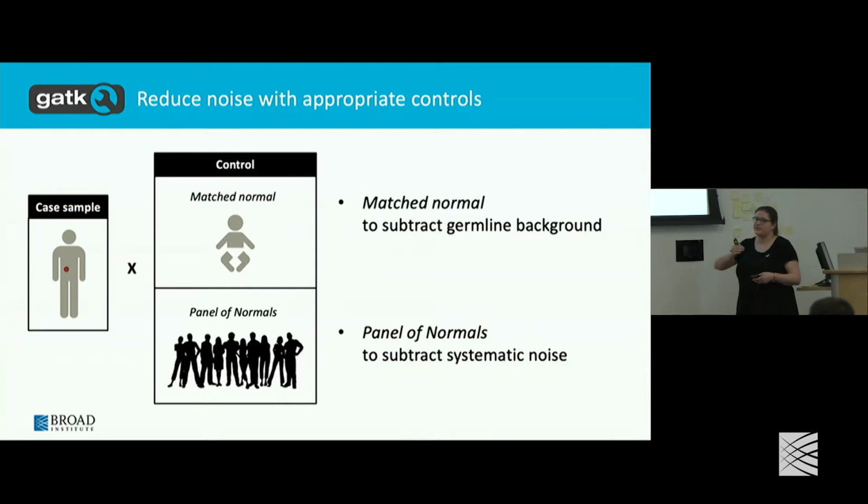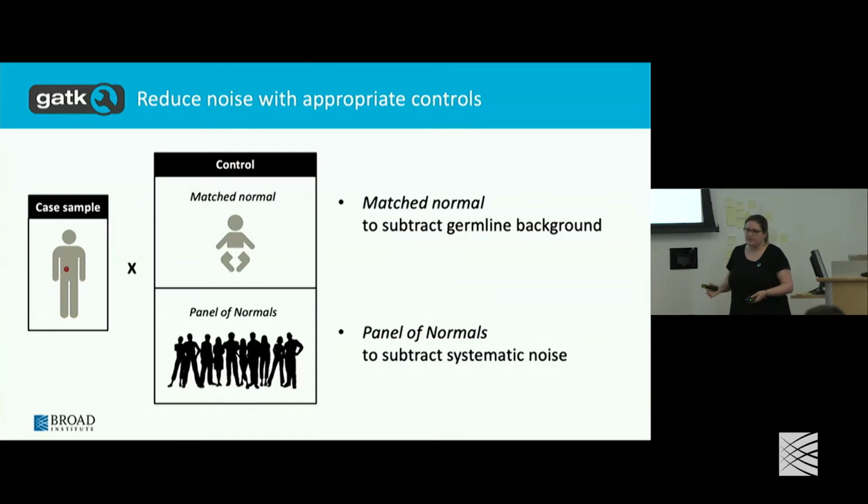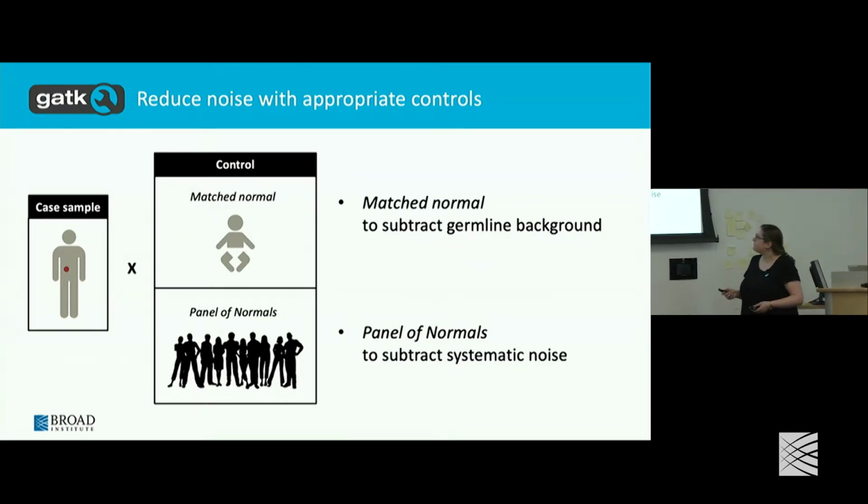A panel of normals is a bunch of normal samples that you've run on a very similar technology to the tumor sample that you have. And that will help you remove some systematic errors that you would see across all of the samples, either due to sequencing or possibly mapping artifacts, things like that.